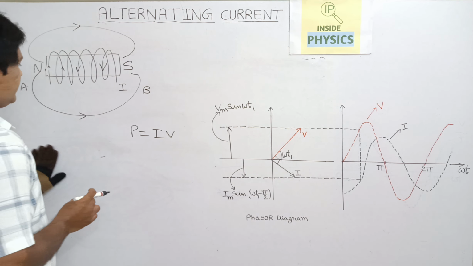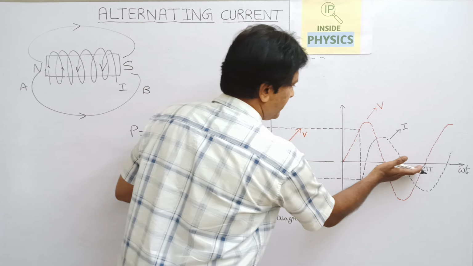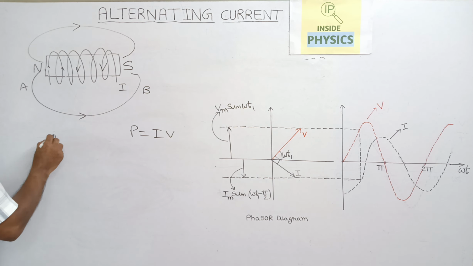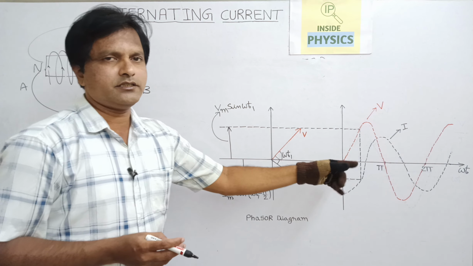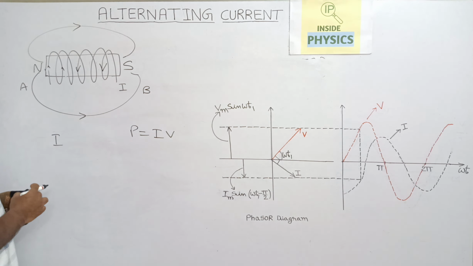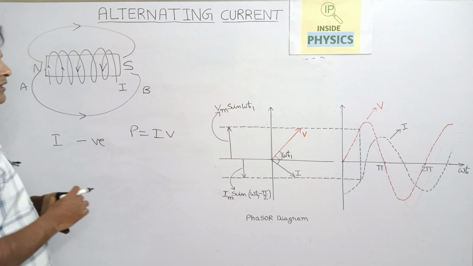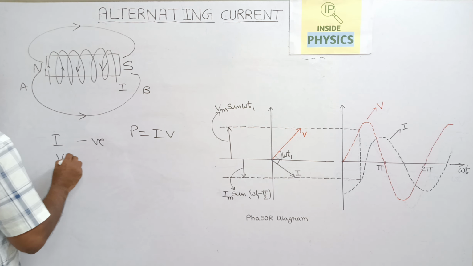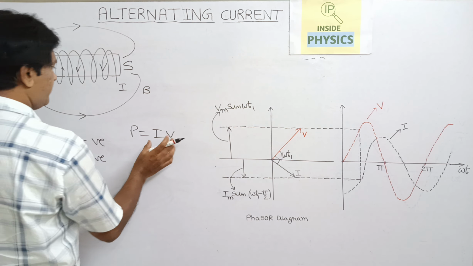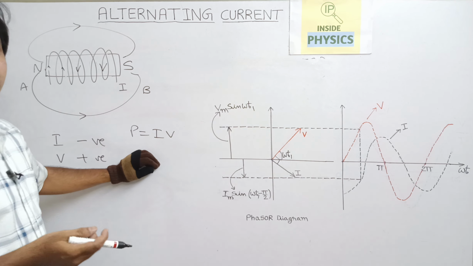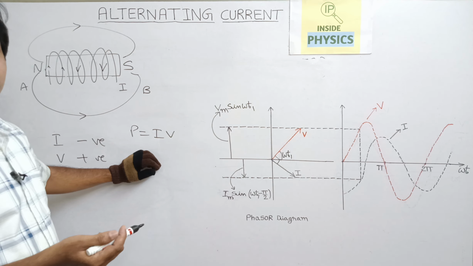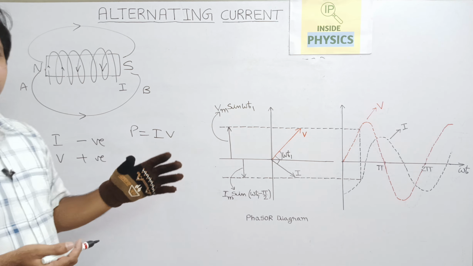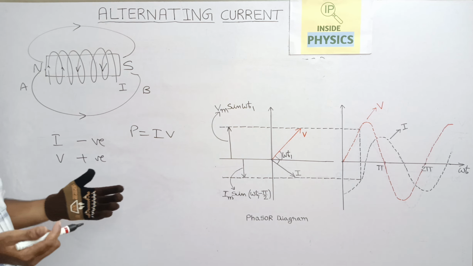When the current is decreasing on the negative side, the current is negative, and since it is decreasing, the voltage will be positive. So the power will be negative and the power is given back to the source. So on average, power consumed is equal to power given back. So the total power consumed will be 0.